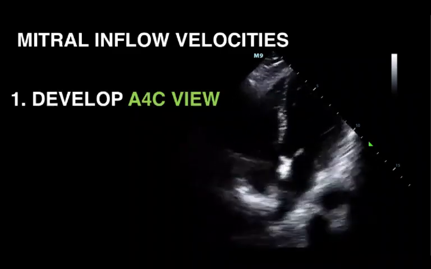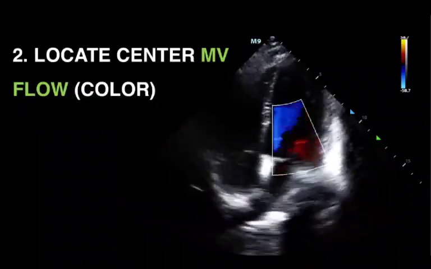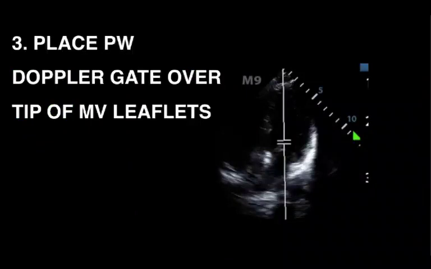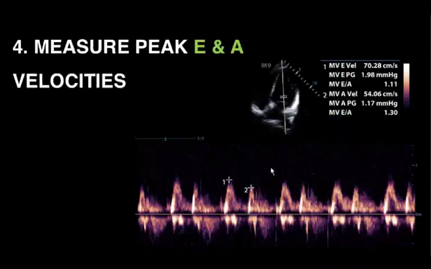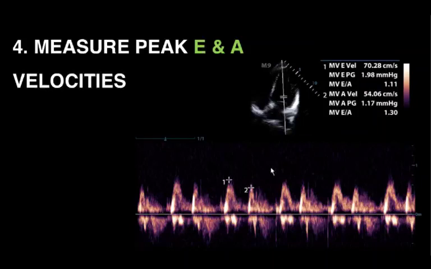So we're going to develop our 4-chamber. We're going to put our collar again to find that nice sweet spot where we're going to then place our gate right at the tip of the leaflets, a 2 to 3 millimeter pulse wave Doppler gate, and we're going to obtain our peak velocities. We're going to measure those velocities manually, and the machine is going to spit out that ratio for us. Again, most ultrasound machines with a cardiac package will have this readily available for you to do it automated.